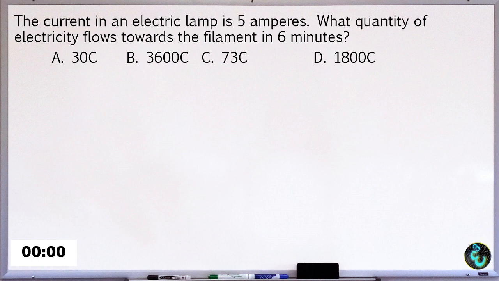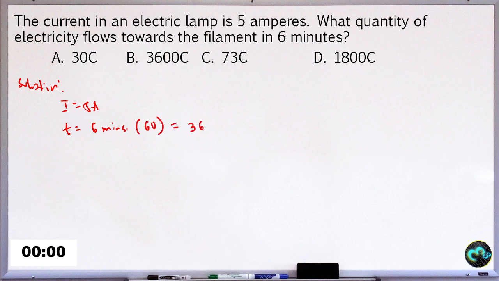Okay, solution. So, yung given natin is yung current is 5 amperes, tapos yung time natin is 6 minutes. So, we need to convert it into seconds by multiplying by 60. So, that is 360 seconds. So, formula, I is equal to Q over T. So, hinahanap is quantity of electricity, so that is your charge. So, ilipat natin yung time sa kabila.